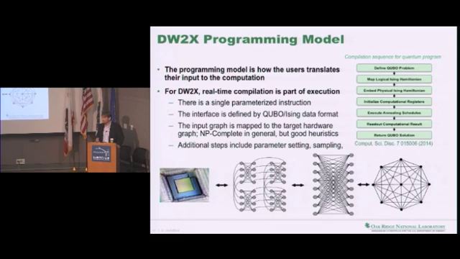It's an NP-complete problem in general. Now, there are good heuristics. So if you know exactly the structure of your graph a priori, you can come up with some rule sets for performing that mapping. But in general, it's very hard to do. And then, of course, there are additional steps that you have to perform.